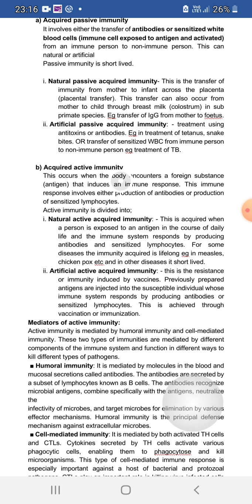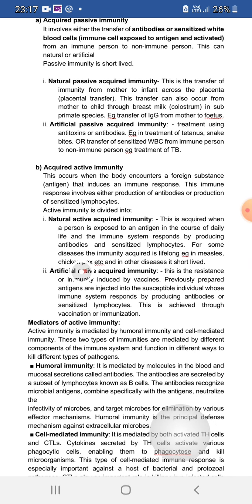the foreign body, non-self, is put in the body, and the body produces antibodies or sensitized cells against that, and that body now becomes immune. So we have two types. Natural active acquired immunity occurs due to natural infection. The body is naturally challenged by a foreign body, an antigen, non-self, and then it produces antibodies or sensitized cells. These are what we call lymphocytes. Immune cells are called lymphocytes. You'll see that one later.